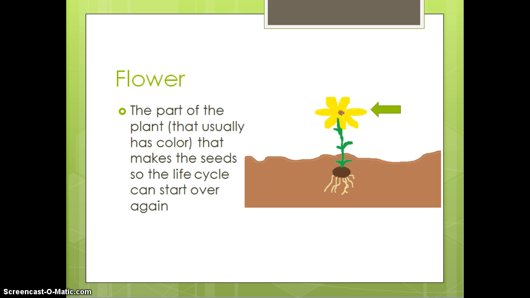The flower makes the seeds so the life cycle can start all over again. And this is usually done by way of the wind blowing and the seed landing in soil, etc. In the picture provided, there is an arrow pointing towards the flower so the students again can see what the flower is as well as understand what the flower does.